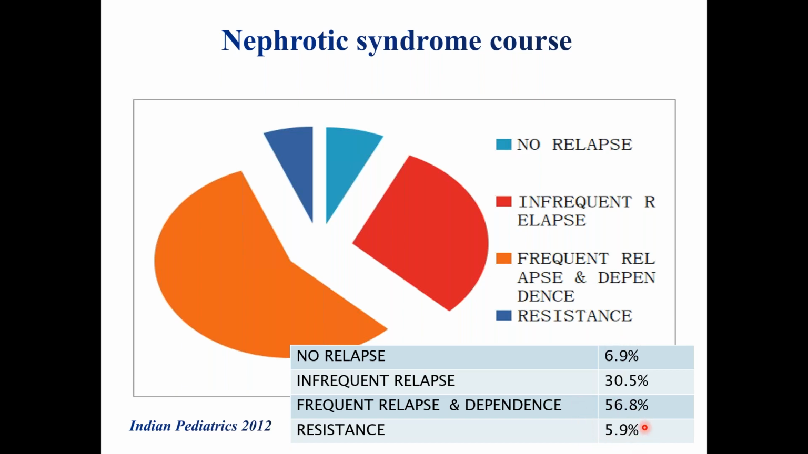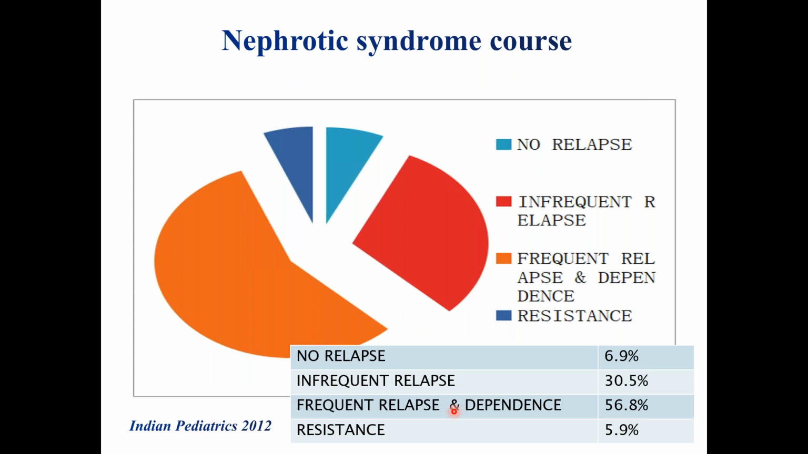And if you look at the proportion of patients with resistance, it is around 6 to 7%. So the resistant form of nephrotic syndrome is less common in the pediatric age group. If you look at this data, it is very important to understand this, because it is very important for at least the counseling of the patients.